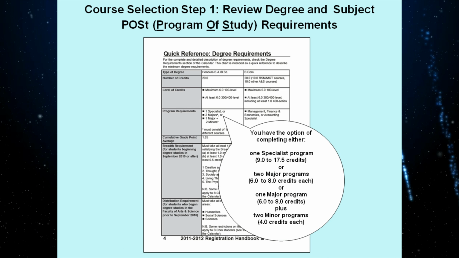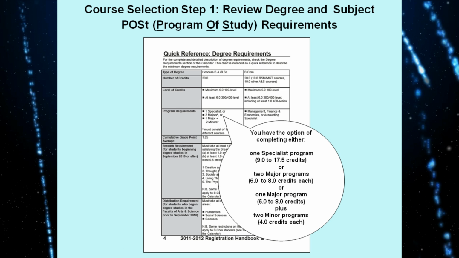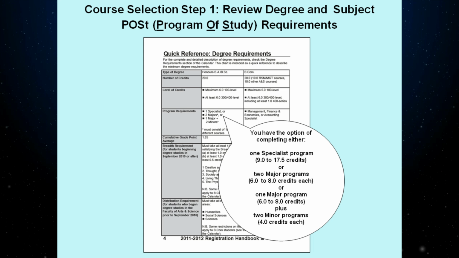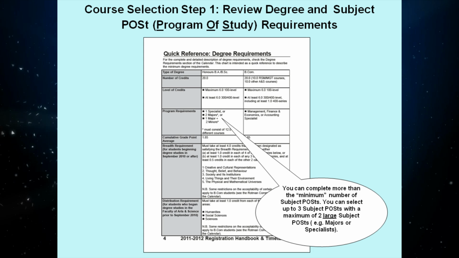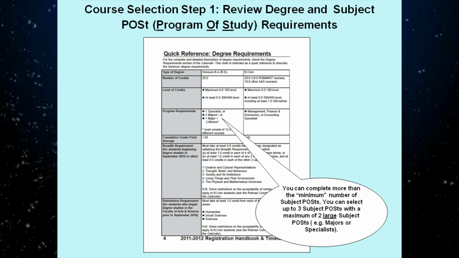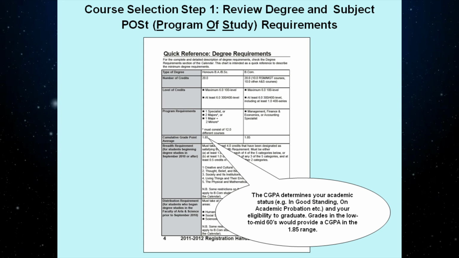You have the option of completing either one specialist program, or two major programs, or one major plus two minors. You can complete more than the minimum number of subject posts. You can select up to 3 subject posts with the maximum of 2 large subject posts, for example, majors or specialists. Your CGPA determines your academic status and whether or not you can graduate.